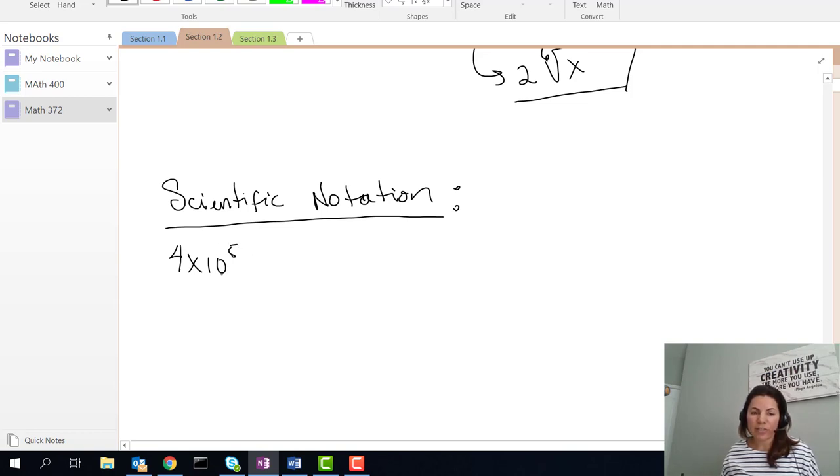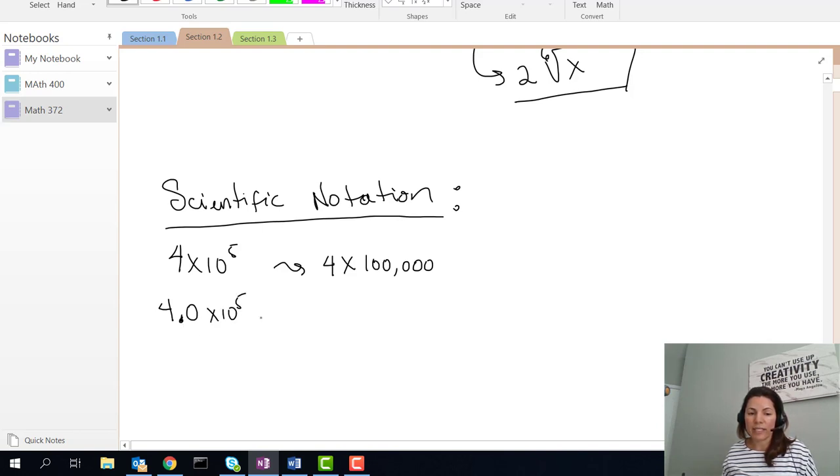Now 10 to the fifth, notice that's 10 multiplied by itself 5 times. So this is really like saying 4 times 100,000, right? 5 zeros. And so sometimes you'll see this written as 4 with the decimal, 4.0 times 10 to the fifth for scientific notation.